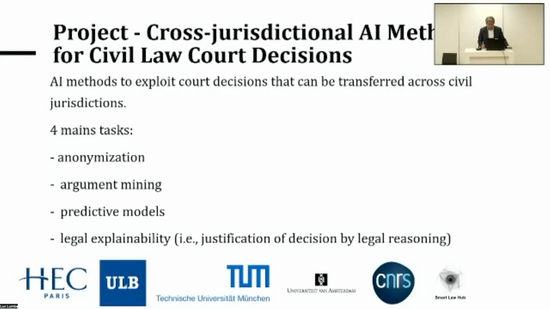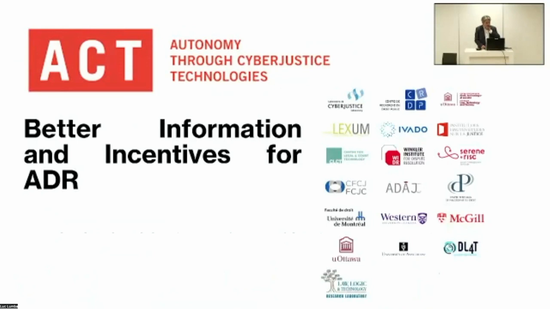Another way to act and to have better access to justice is to work on information, to provide better information and incentives for alternative dispute resolution. In this context, there is a huge consortium created by our friends from the University of Montreal, especially the Laboratoire de Cyberjustice. They have this huge consortium called ACT, Autonomy Through Cyber Justice Technologies. In this context, the University of Montreal has developed a legal chatbot.